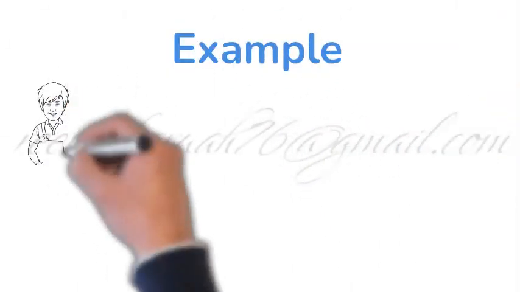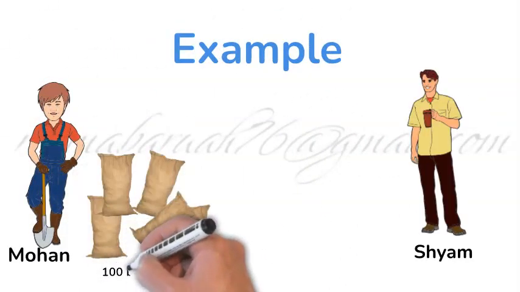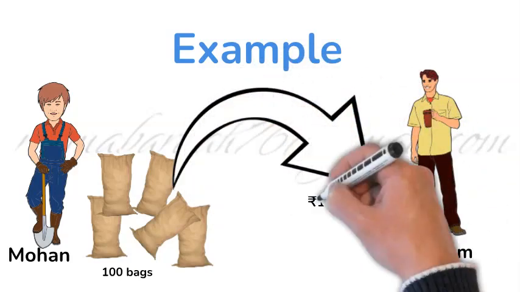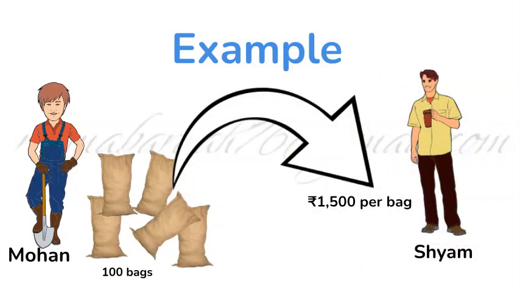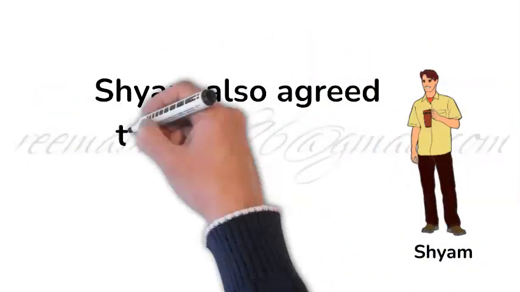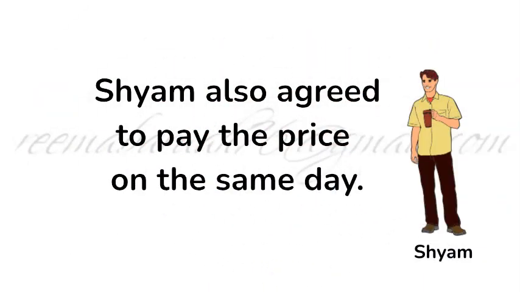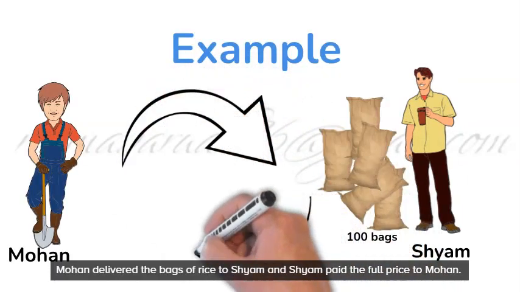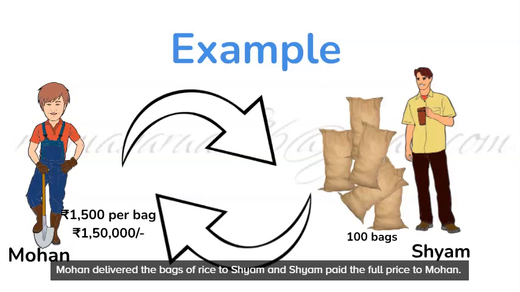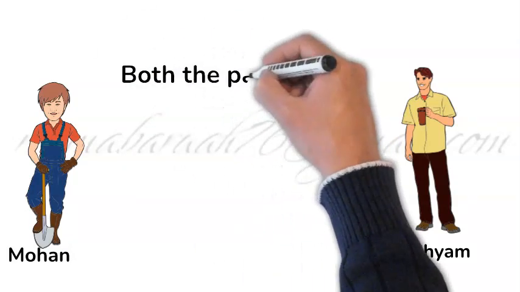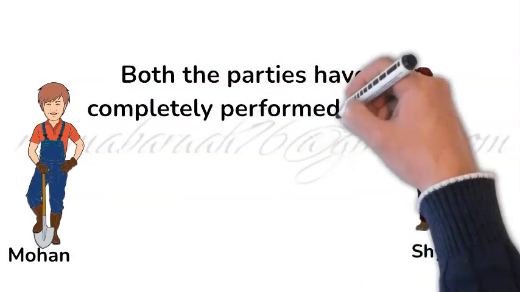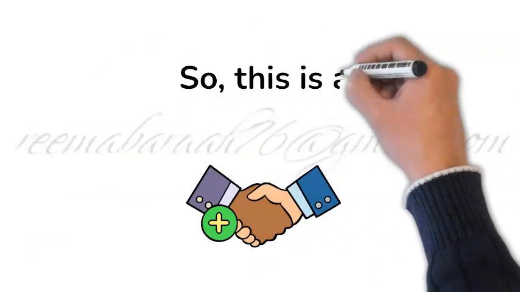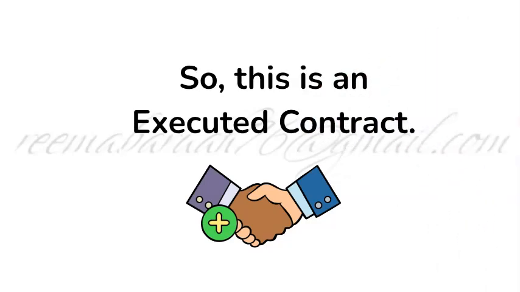Example, Mohan contracted to deliver 100 bags of rice to Shyam for rupees 1500 per bag of a particular quality. Shyam also agreed to pay the price on the same day. Mohan delivered the bags of rice to Shyam and Shyam paid the full price to Mohan. Both the parties have completely performed their respective obligations. So, this is an executed contract.